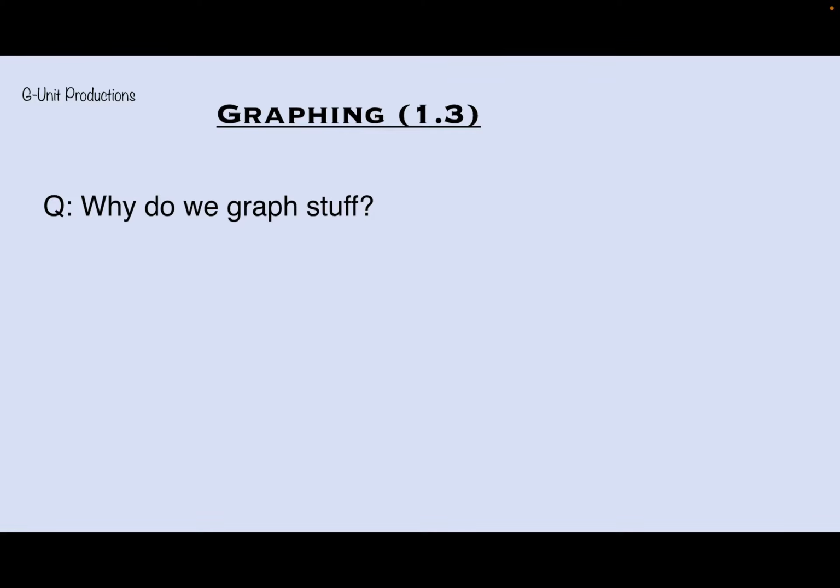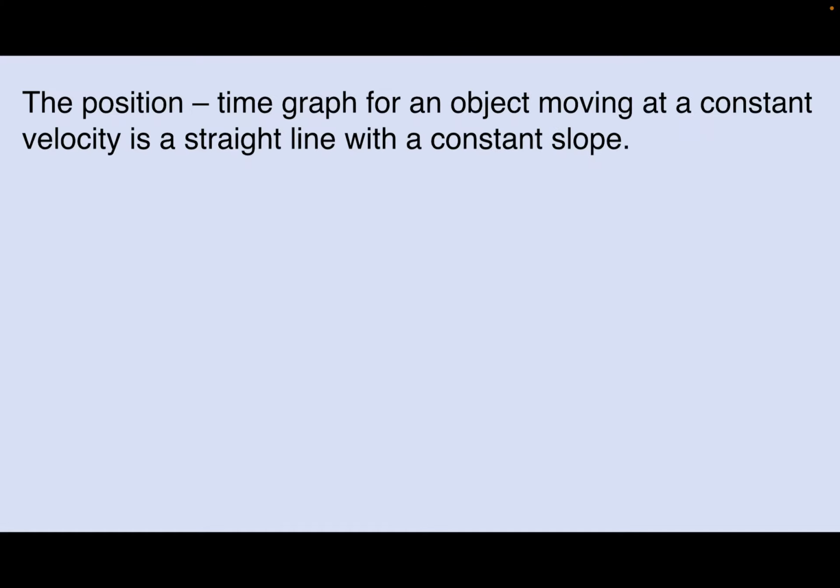Okay, so looking at graphing today. Why do we graph stuff? We often make graphs just because it's a quick way to analyze data. You can kind of see how an object is moving or something like that. So that's why we graph stuff. A position-time graph for an object moving at a constant velocity is a straight line with a constant slope. Okay, we're going to do one and see what this looks like.